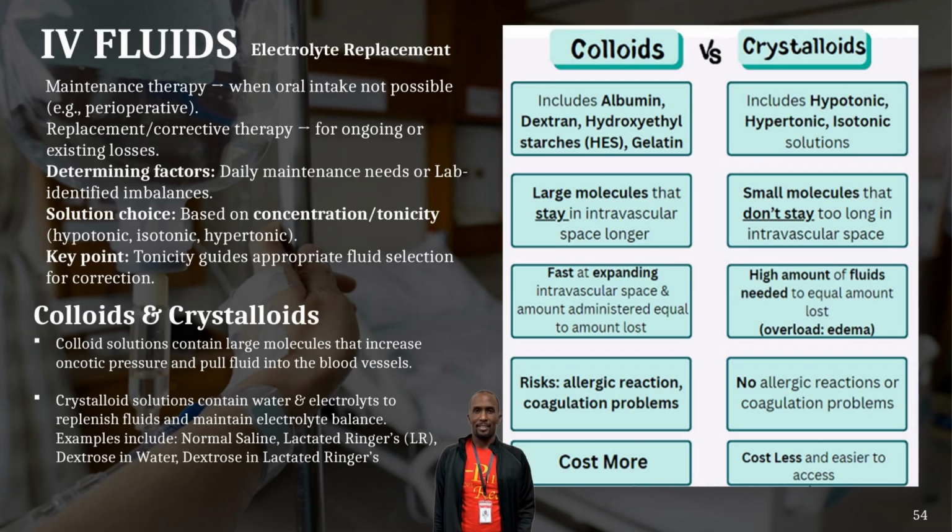Fluids are divided into crystalloids and colloids. Colloid solutions contain large molecules that raise oncotic pressure and pull fluid into blood vessels. Crystalloid solutions are water with electrolytes. They replace fluids and maintain balance. Examples include normal saline, lactated Ringer's, dextrose in water, and dextrose in lactated Ringer's.